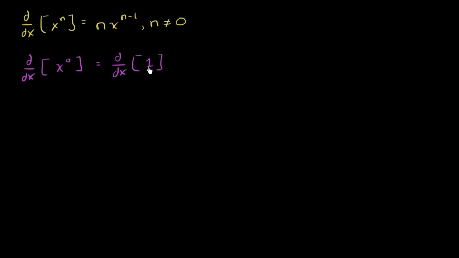And what is the derivative with respect to x of 1? To answer that question, I'll just graph f of x equals 1 to make it a little bit clear. So that's my y-axis, this is my x-axis, and let me graph y equals 1, or f of x equals 1. If that's 1 right over there, f of x equals 1 is just a horizontal line.